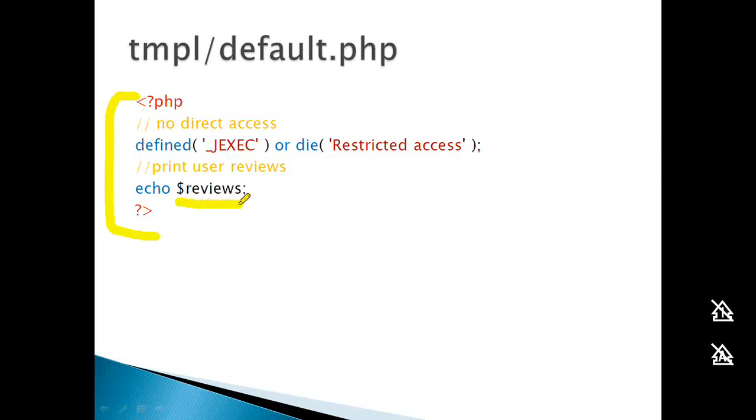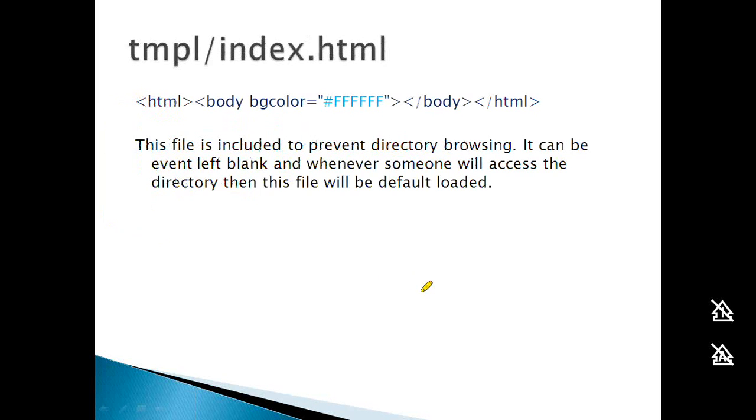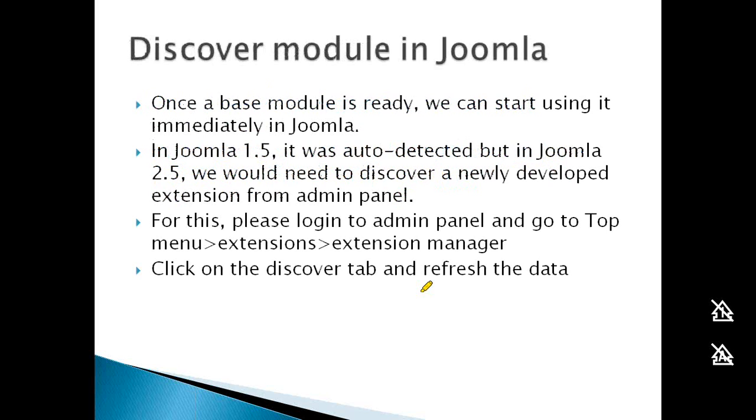So now you can realize this $reviews variable and how the value of I am a happy user is being transferred to this variable. So I go to the next screen with this. This is the index.html, which I have already covered. You need to keep it in every directory of your module to prevent direct directory browsing.